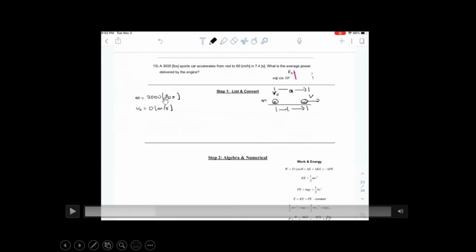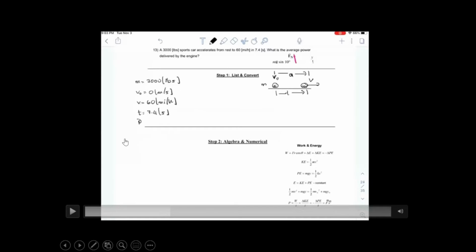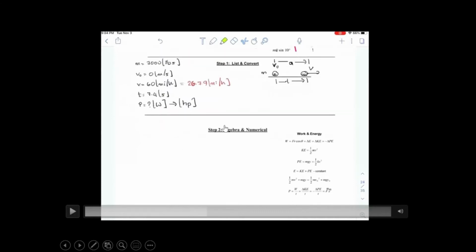Here's the mass of the car, and the initial speed is going to be 0. It goes from 0 to 60 within 7.4 seconds. So it's like a regular family car, so that's not bad. So what's the power of the engine in terms of watts and the horsepower? So do the conversions to the metric units.